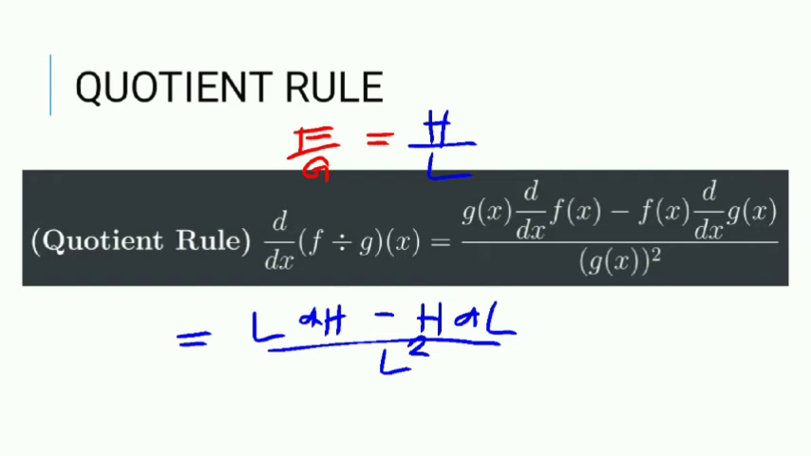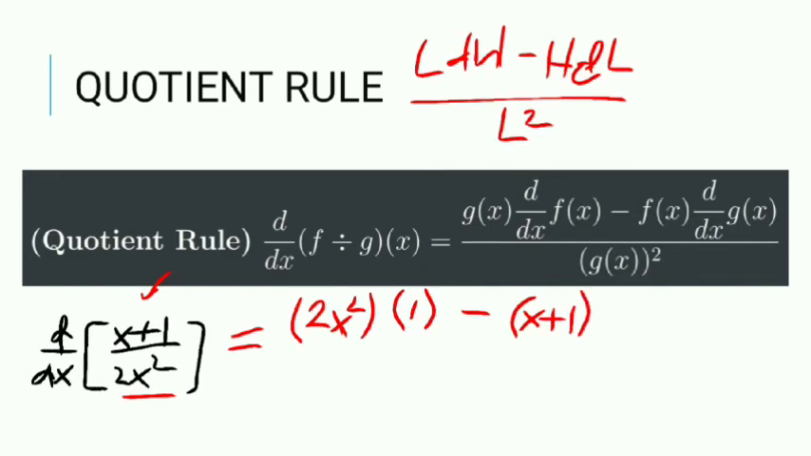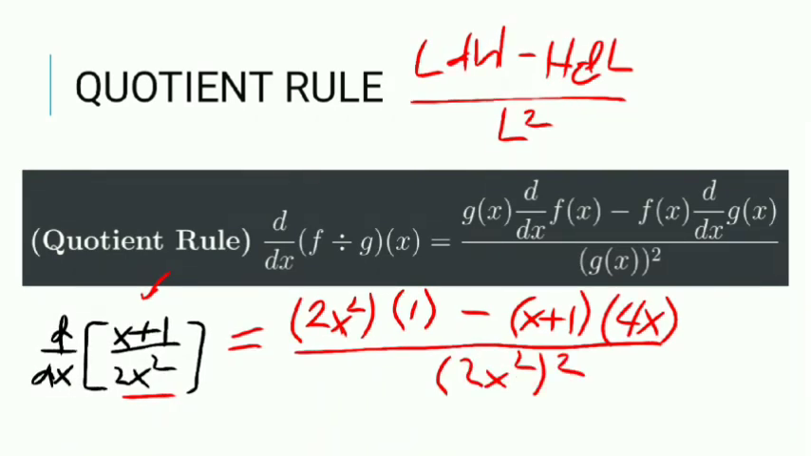Let's try some examples. We wish to take the derivative of x plus 1 over 2x squared. Using the formula, low d high minus high d low over low squared, the derivative of this is equal to first low, which is 2x squared, times the derivative of the high, which is just 1, minus high, which is x plus 1, times the derivative of the low, which is 4x, over the square of the low. You can simplify this further, but I will just leave it like this.